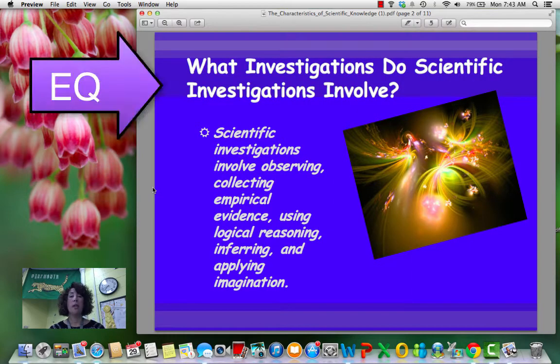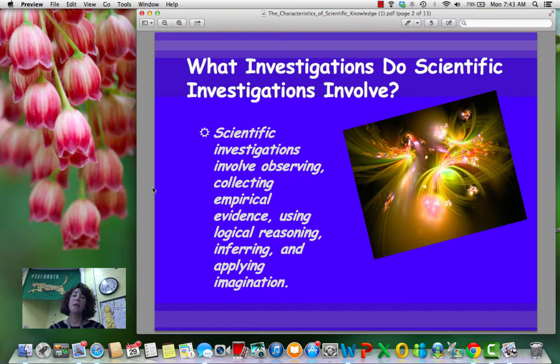All right, here's our EQ. What do scientific investigations involve? Well, scientific investigations involve observing. They involve collecting empirical evidence. They use logical reasoning. We can make inferences, but we can also apply our imagination.